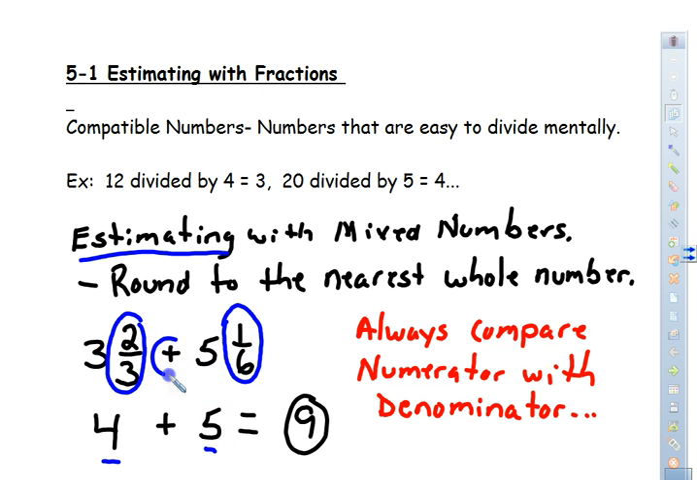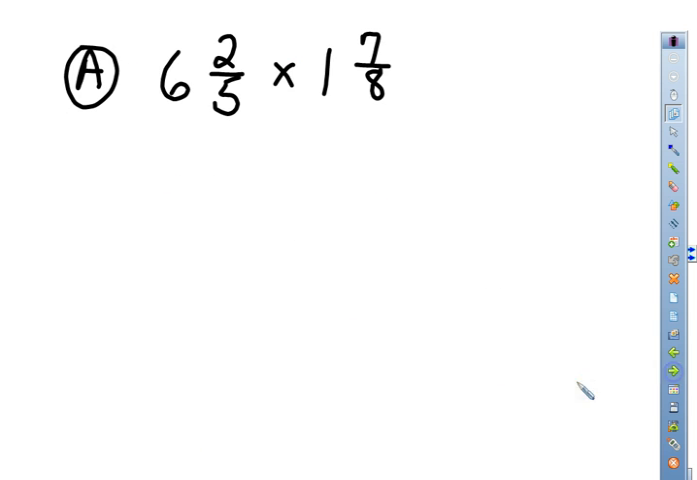And then pay attention to what that operation asks us to do. It could be add, subtract, multiply, or divide. All 4 operations could be used today. So 4 plus 5 then equals 9. Okay? So with that being said, let's go ahead and try a few. I'll let you go ahead and hit pause and solve, and then we'll compare answers.